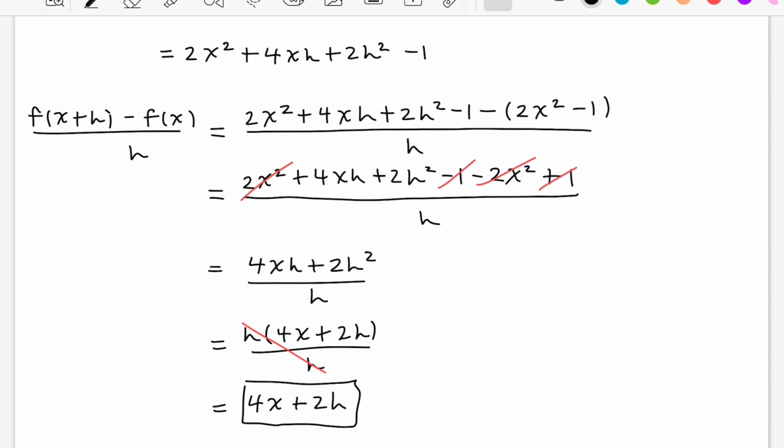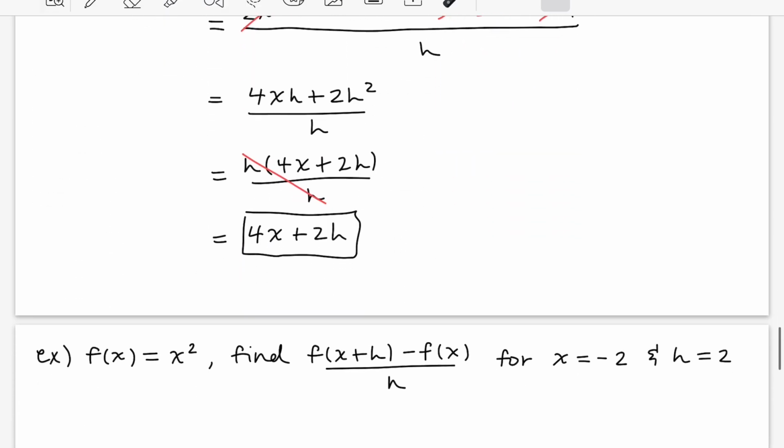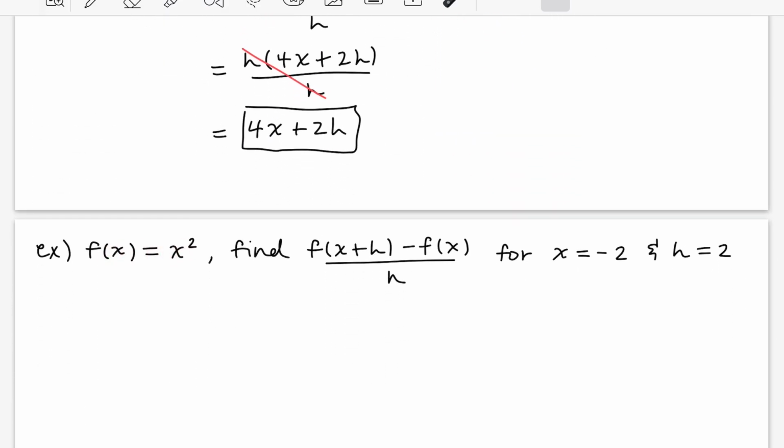All right. You can skip this step if it's easier for you and just go straight into evaluating it like this. Sometimes it's easier to just break it up into pieces though, especially if you have more complex functions. All right, let's look at another example. Let's say we're given f of x is equal to x squared, and we want to find the difference quotient, but we want to find it for given values of our x and h.